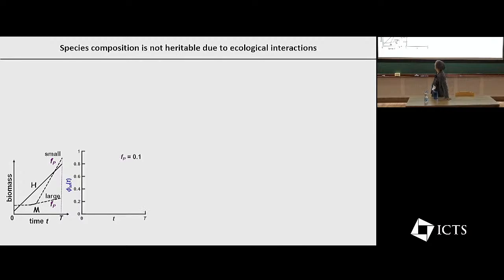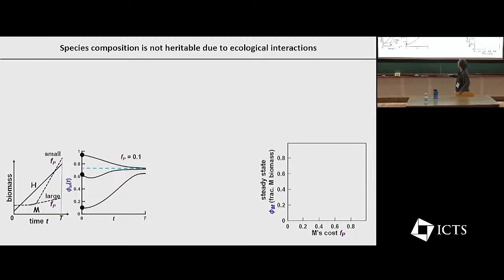So let's see. If we start with a low cost value, we start at different initial conditions of F, the phi, the fraction. You always go to the steady state value. Right, so we can plot it here. M's cost, if it's 0.1, it will be around, say, 0.65, 0.7-ish, right?